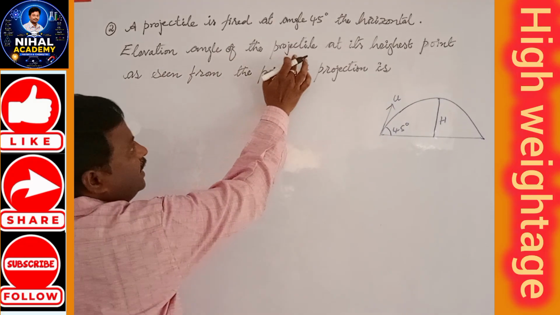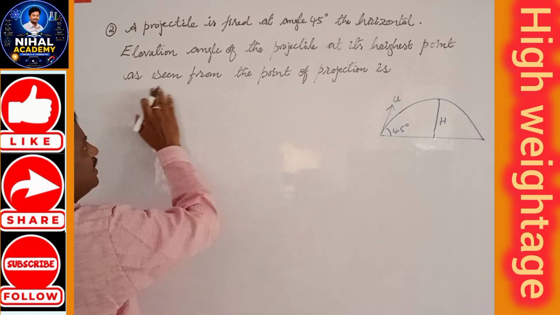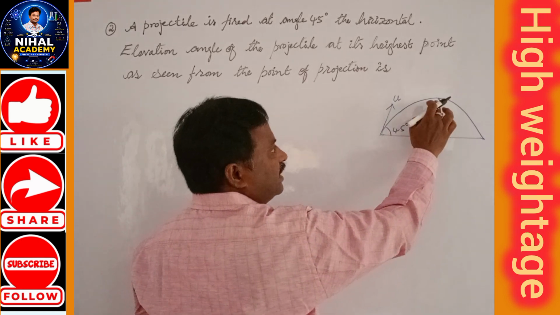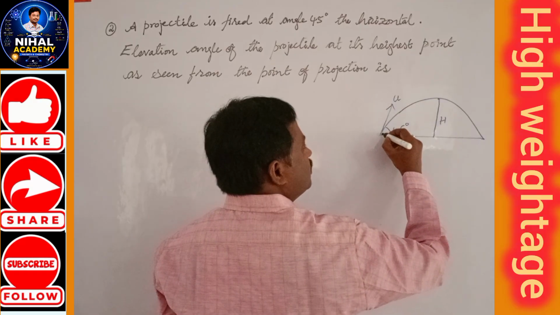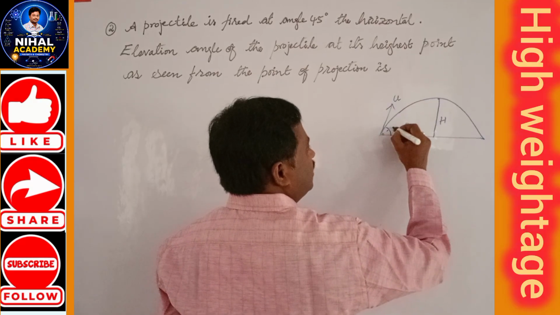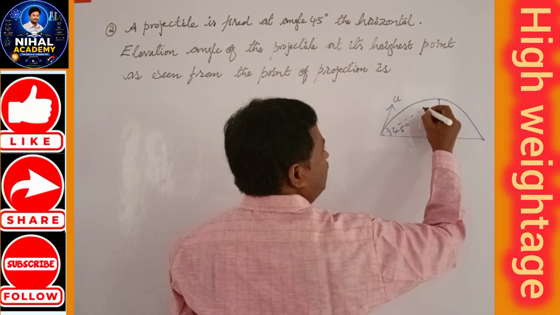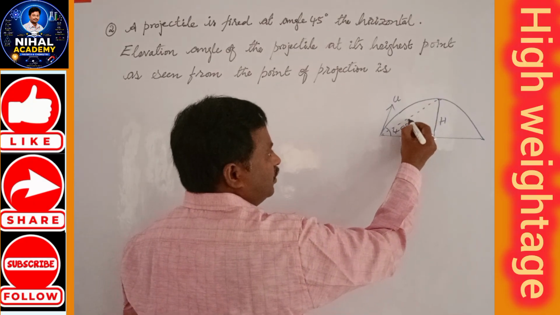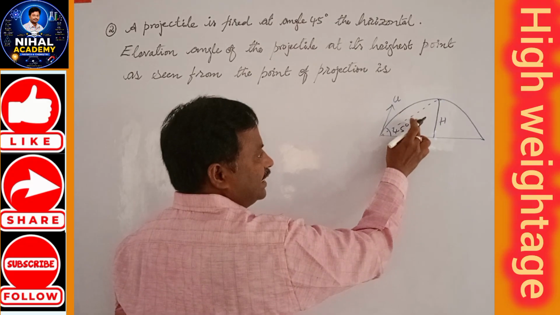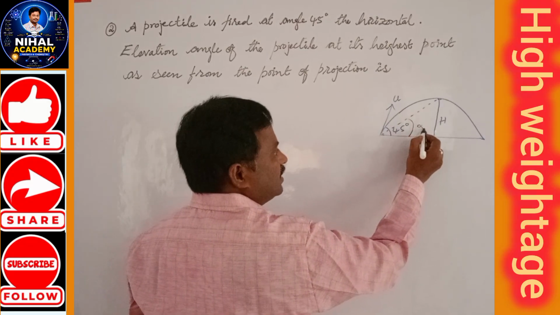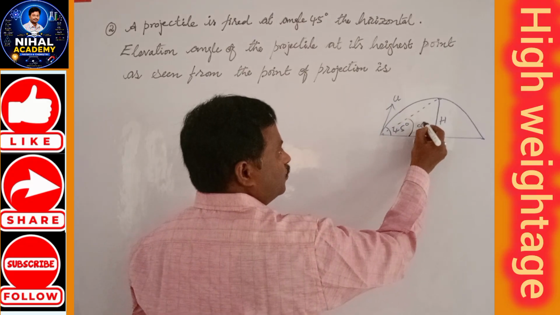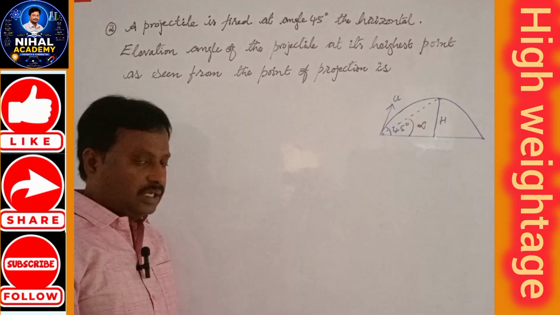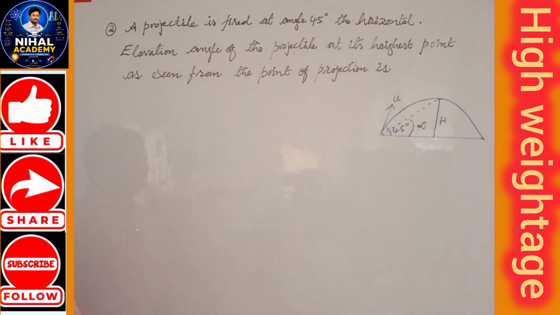The elevation angle of the projectile at its highest point as seen from the point of projection: this is the point of projection and this is the highest point. The angle of elevation means the angle the line to the highest point makes. Let this angle be alpha. Now we have to calculate this alpha. So how do we calculate alpha?